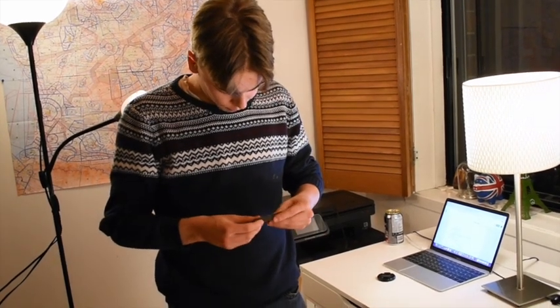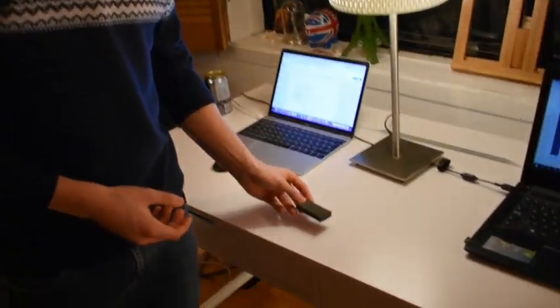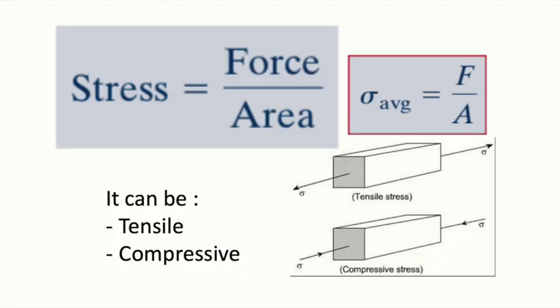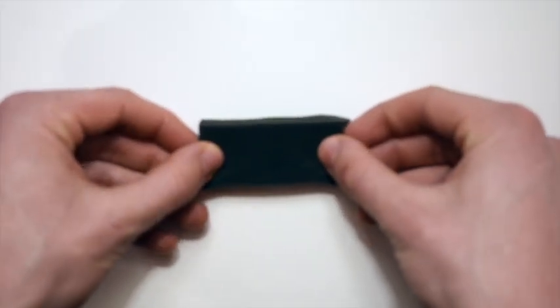Okay, so in this first part we're going to talk about stress and strain using this little piece of foam. So sorry, but we're going to start with an equation. And this equation simply says that a stress is a force over an area. It can be either tensile, which is going to interest us with our piece of foam, or compressive. Let's apply a tensile stress to our piece of foam and see what happens.